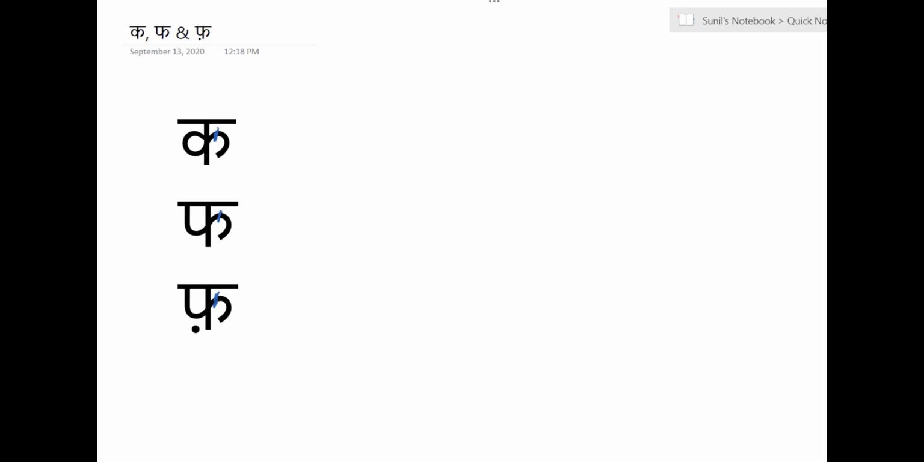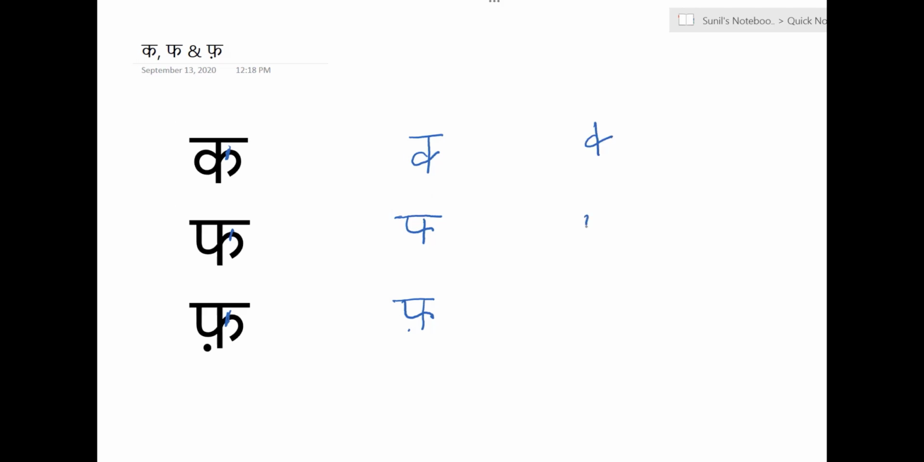So you write ka and you cut the tail here. You write pa and cut the tail into half. You write fa and cut the tail into half. These are the half consonants. So half ka, half pa and half fa. That's how you write half consonants. That's how you write half ka, half pa and half fa.